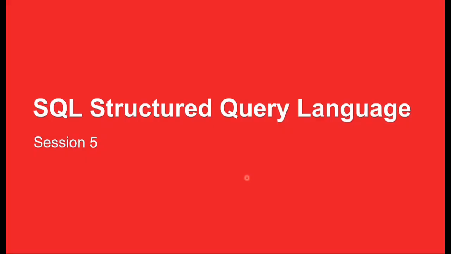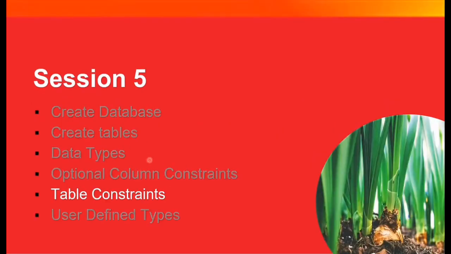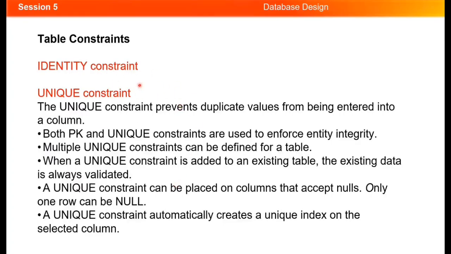Welcome back to our Introduction to SQL, or Structured Query Language, course. This is session 5. In this video, we are going to discuss table constraints. Table constraints are constraints at the table level as opposed to the column level. An identity constraint is any constraint that gives each record its own unique identity. The unique constraint prevents duplicate values from being entered into the column, so each column is unique.